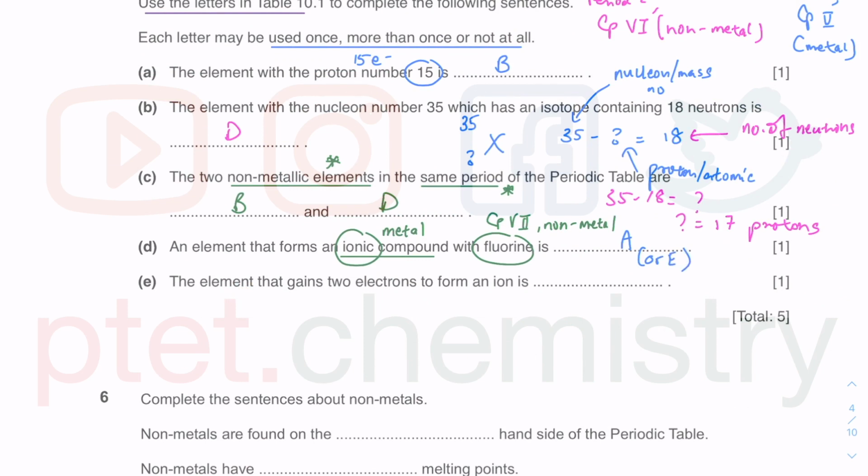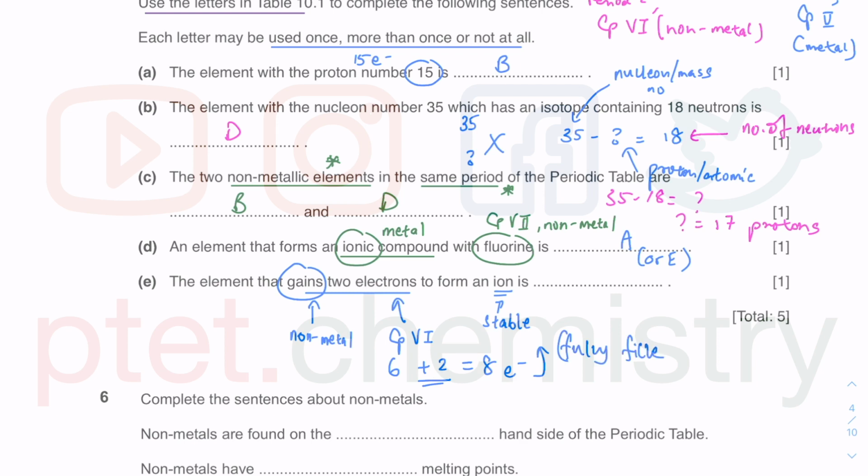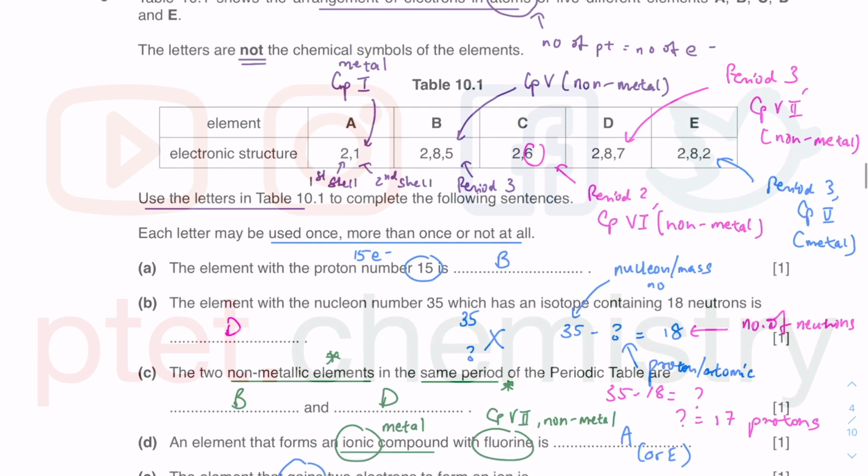The element, meaning there's only one answer, gains 2 electrons. The fact that you gain 2 electrons means you're a non-metal. And specifically, why do you gain 2 electrons? Because you want your ion to be stable, with a fully filled outer shell. Therefore, we're looking at group 6, because 6 plus 2 will give you 8 electrons, a fully filled outer shell. A fully filled valence shell would be nice and happy. So we're looking at group 6, and the only group 6 element in this case would be element C.